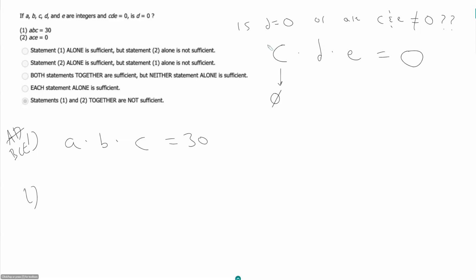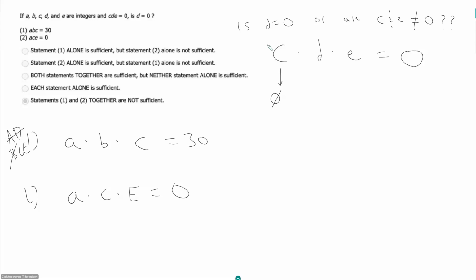Statement 2 says A times C times E is equal to 0. So that just means one of these guys is equal to 0. And so this means C could be equal to 0, E could be equal to 0, but that's not super helpful because D could either still be equal to 0 or could not be equal to 0. So B is out, so then together, what do we know?